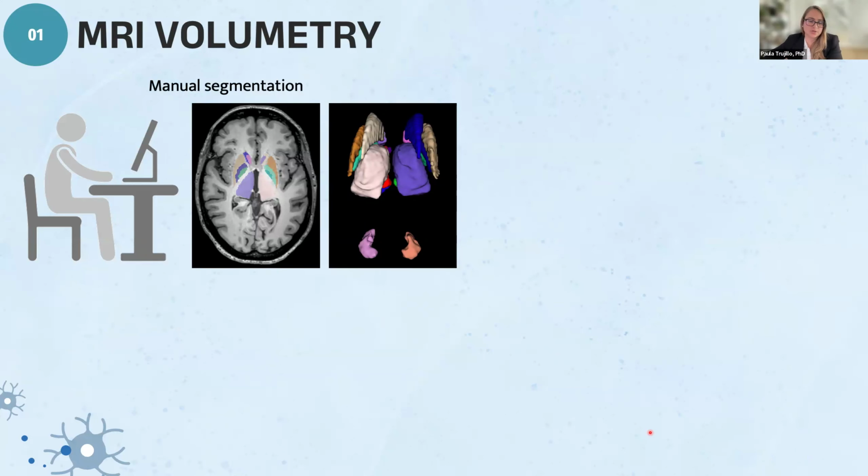So the first method that I'm going to talk about is MRI volumetry. This is a method that is used to measure the volume of specific brain structures or regions from the MRI scans. In this approach, expert neuroradiologists carefully delineate the boundaries of structures in the brain, including the putamen, the cerebellum, and the brainstem. And while this is considered the gold standard for MRI volumetry, manual segmentation is very labor intensive, time consuming, and is also prone to inter-rater variability.